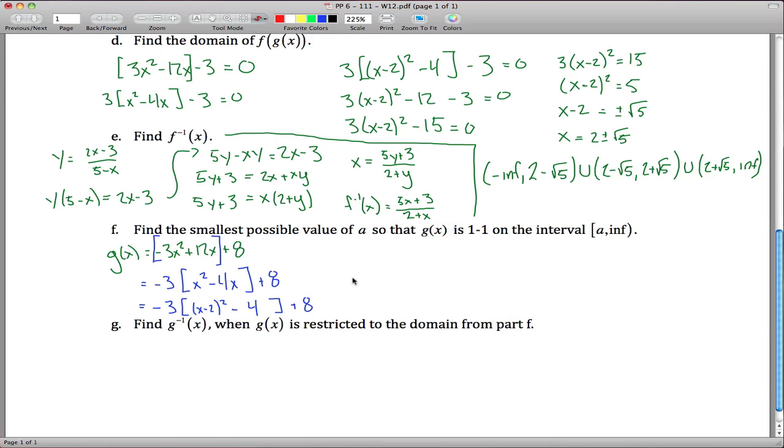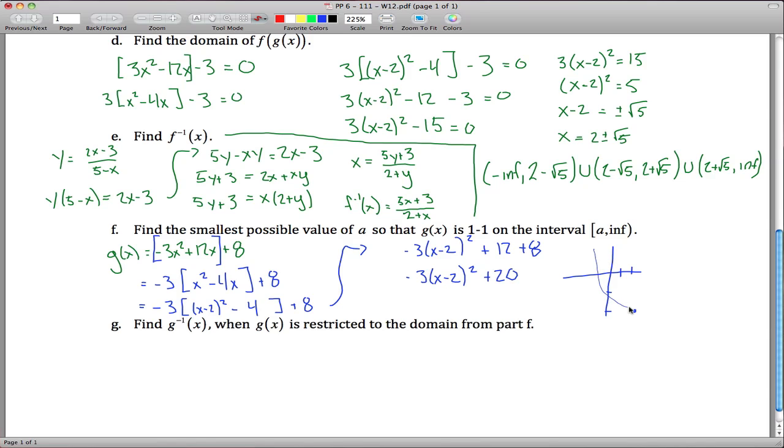This is probably enough, but I'm going to take it one step further because it'll be useful later on. Negative 3 times (x minus 2) squared plus 12 plus 8. Negative 3 (x minus 2) squared plus 20. So what I did is I took this negative 3 and factored it back in and then combined like terms to get to here. And the point of getting to here is because now you can view this as a parabola with vertex at (2, 20).